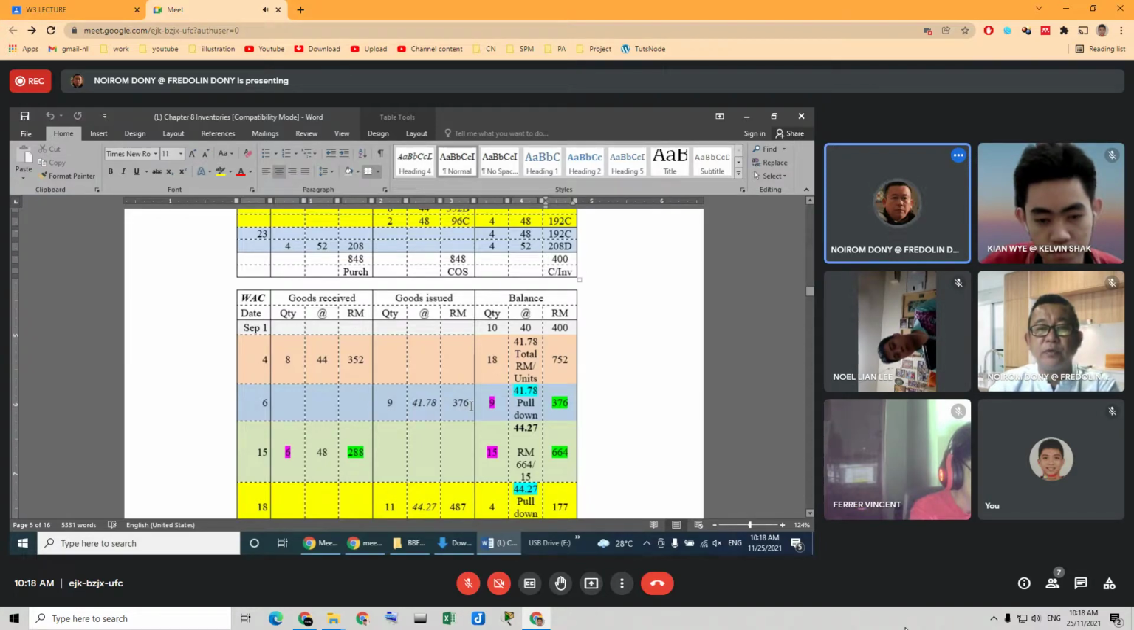So this one should be 376.02. Then you update your balance. Okay, since you have issued 9, and you have available 18, isn't it? So 18 minus 9, so 9 units. Now be careful with the value balance. The total is 752. Okay, 752. So you need to minus the value issued also. So 752 here, you minus with 376.02.